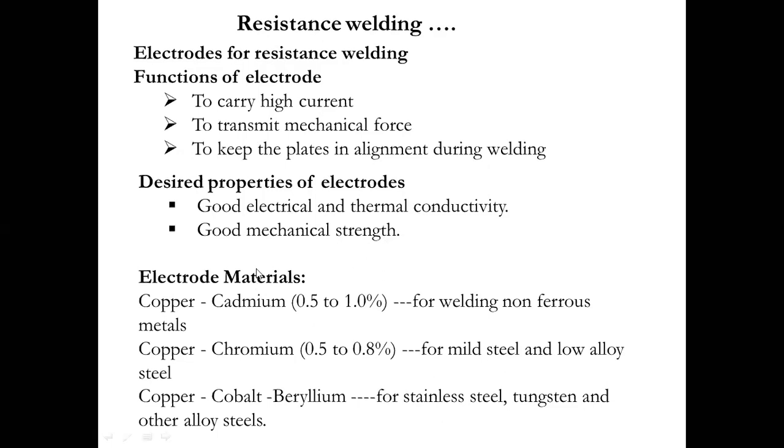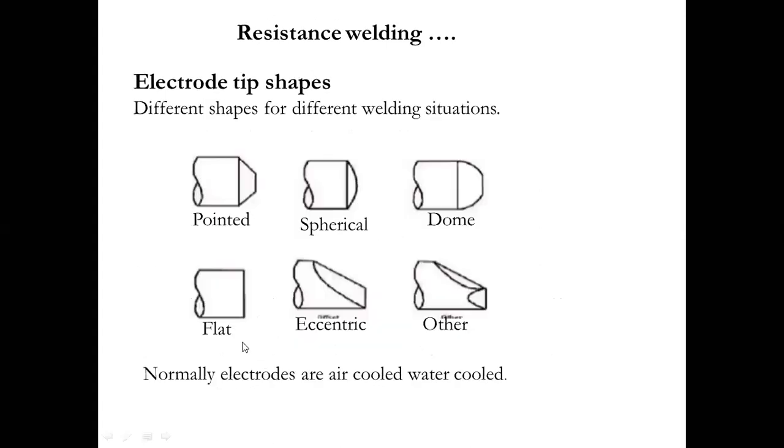So coming to the electrode materials, you can use different types of alloying copper materials: copper with cadmium, copper with chromium, copper, cobalt, beryllium, right? Based on the materials, if I want to weld stainless steel, tungsten and other alloy steels, I will use copper, cobalt and beryllium, right? So these are the electrode materials, right?